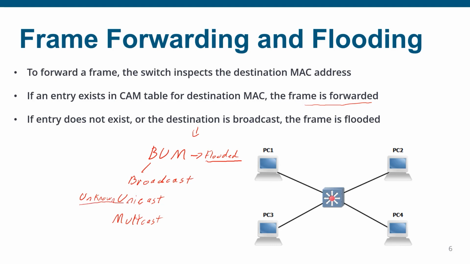An unknown unicast is a unicast frame which does not have a destination MAC address in the CAM table, so it floods out that unicast. And multicast is flooded unless we're running IGMP snooping, so that the switch is aware of what devices actually care about this particular multicast stream. But IGMP snooping is definitely outside the scope of this particular course. It's just important to know that broadcast, unknown unicast, and multicast, BUM traffic, is generally flooded by a switch.